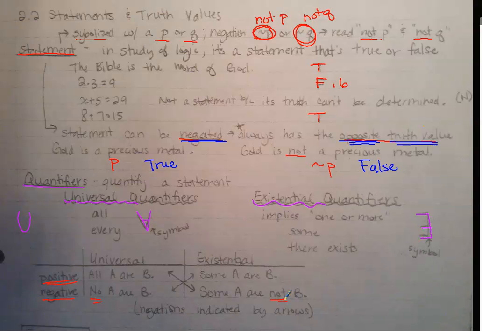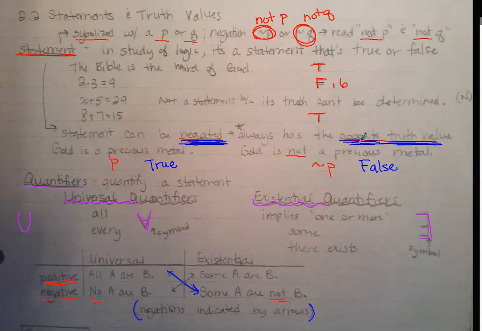Now, the tricky part is in parentheses. The negations are indicated by arrows. So if you have a statement that says all A are B and you want to negate it, you're going to say some A are not B. Because when we negate, we're giving it the opposite truth value.